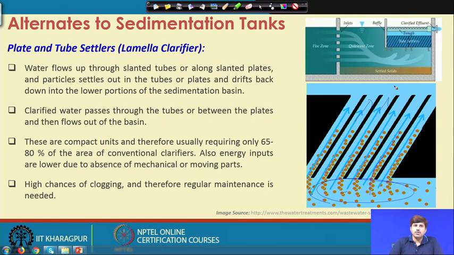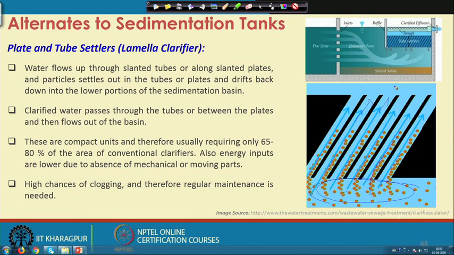Energy inputs are also lower because there is no mechanical or moving part, as in the case of rectangular tanks, where we saw that there would be arrangements for moving the particles. In circular tanks also you have things rotating in order to push the sludge back. So, generally these plate or tube clarifiers, Lamella clarifiers, are free of those kinds of equipment, and that is why the energy input is also lower. However, it is not very applicable to larger systems, primarily because there are high chances of clogging, particularly with wastewaters which may have a lot of sediments, and therefore it needs regular maintenance.